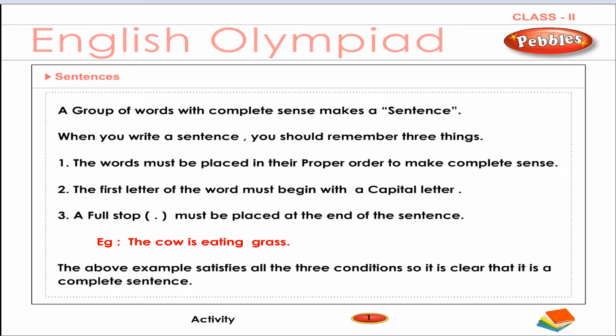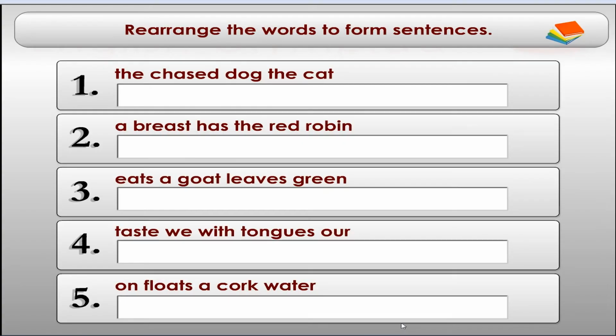Example, the cow is eating grass. The above example satisfies all the three conditions, so it is clear that it is a complete sentence. Rearrange the words to form sentences.